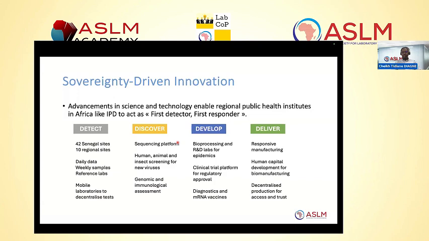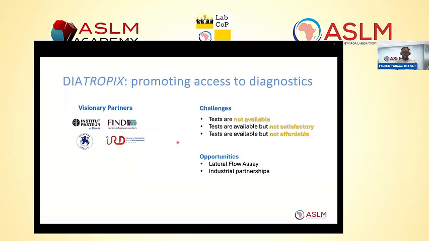And once these products are developed, IPD will manufacture them using very responsive manufacturing capabilities in order to be able to manufacture low volume and also high volume product. And this can only be achieved by investing in the human capital development for biomanufacturing, but also by manufacturing locally, because we believe that decentralizing production is very crucial to increase access, but also build trust with local communities.